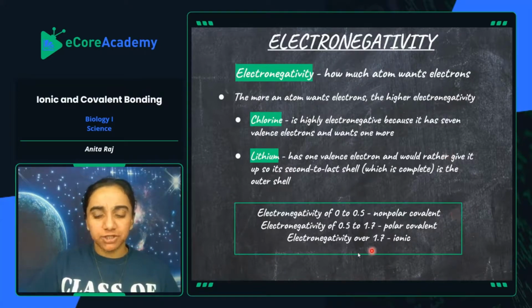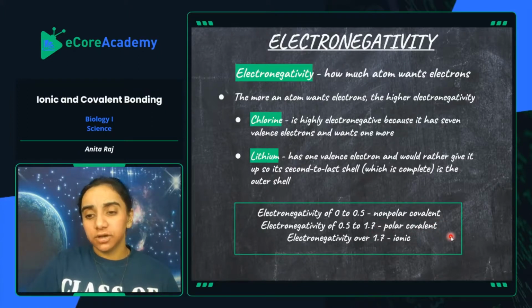And here are just some measures for those of you who are interested. If you measure the electronegativity of these atoms, and of their bonds, you can determine what kind of bond has formed between atoms. If atoms have a net electronegativity of 0 to 0.5, it's a nonpolar covalent bond, a completely equal sharing of electrons. If the electronegativity is 0.5 to 1.7, it's a bit more electronegative, because one of those atoms is trying to pull the electrons towards itself, so it's an unequal sharing of electrons.